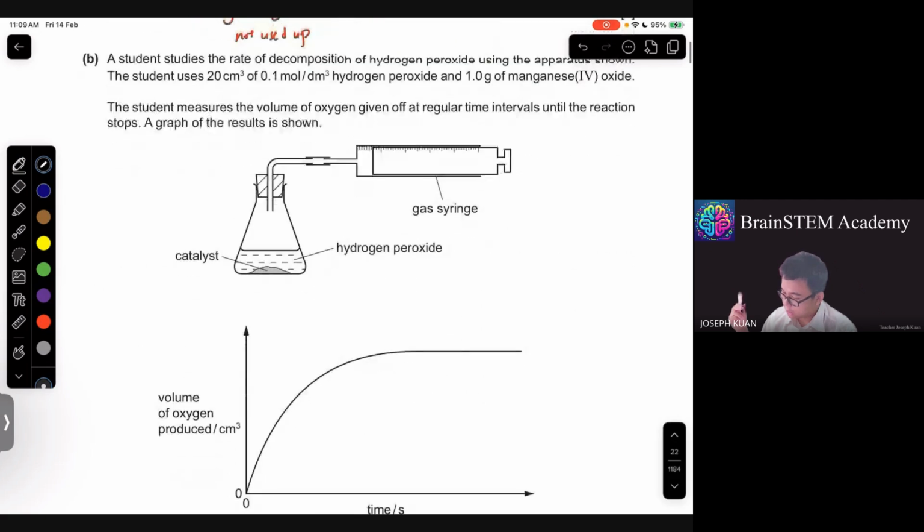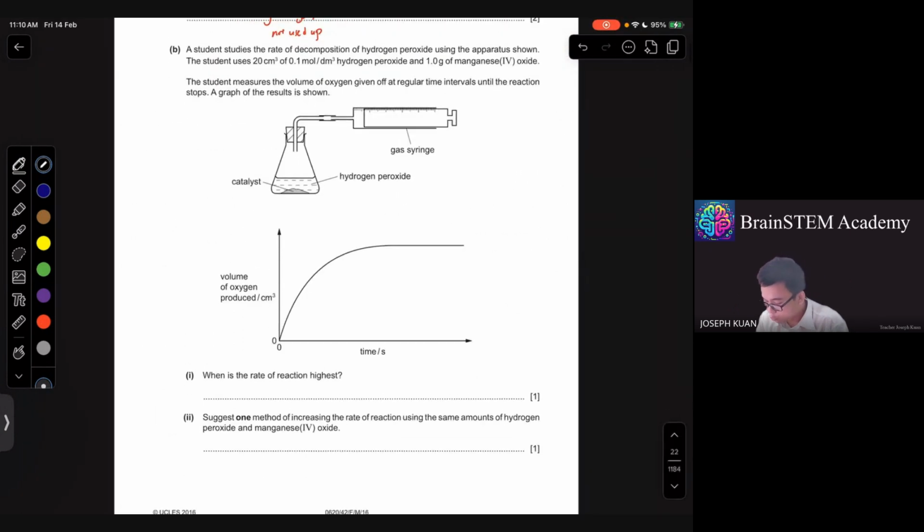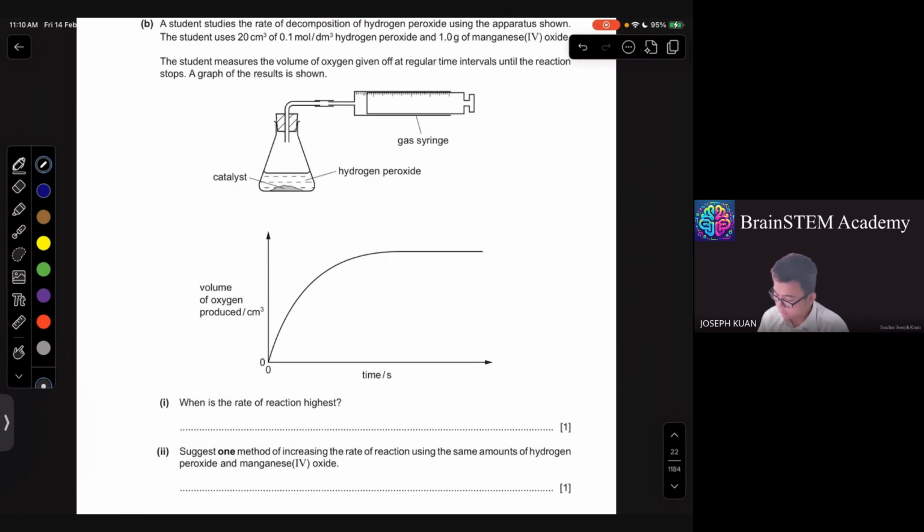Next question. A student studies the rate of decomposition of hydrogen peroxide using the apparatus shown. The student uses 20 cubic centimeters of 0.1 mole per cubic decimeter hydrogen peroxide and 1.0 gram of manganese(IV) oxide. The student measures the volume of oxygen given off at regular time intervals until the reaction stops. A graph of the results is shown. When is the rate of reaction the highest? Well, at the initial 0 seconds, at the start, initially.